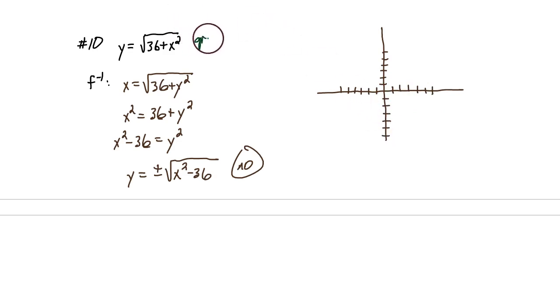Let's do this one in green ink. When x is 0, we have the square root of 36, which is 6. So 0, 6 is on the graph. What if x was a number such as 6? We would have 36 plus 6 squared, which is 72. We would have the square root of 72. How large is the square root of 72 on a calculator? It's 8.4. So 6, 8.4 is a dot on the graph. And if x was negative 6, we would get that same dot. So we have a shape like this.